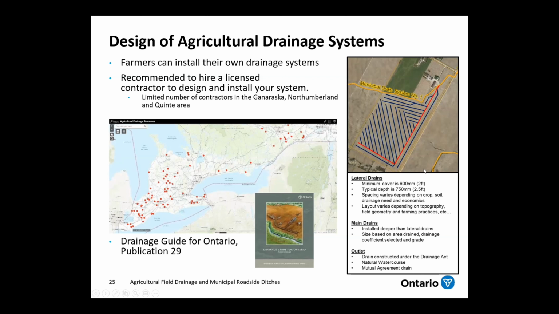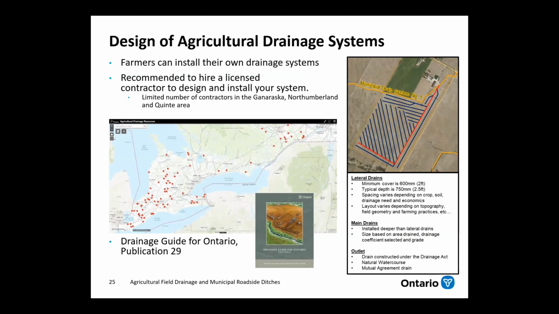And there's some details around standard design practices. And I'll talk about those in a few minutes, but they are essentially coming from the Drainage Guide for Ontario, publication 29. So farmers can install their own drainage systems. OMAFRA certainly recommends that they hire a licensed contractor to do the design and installation. But the reality is, you can see from that map, all of those blue dots are licensed contractors that OMAFRA trains, inspects, and licenses.